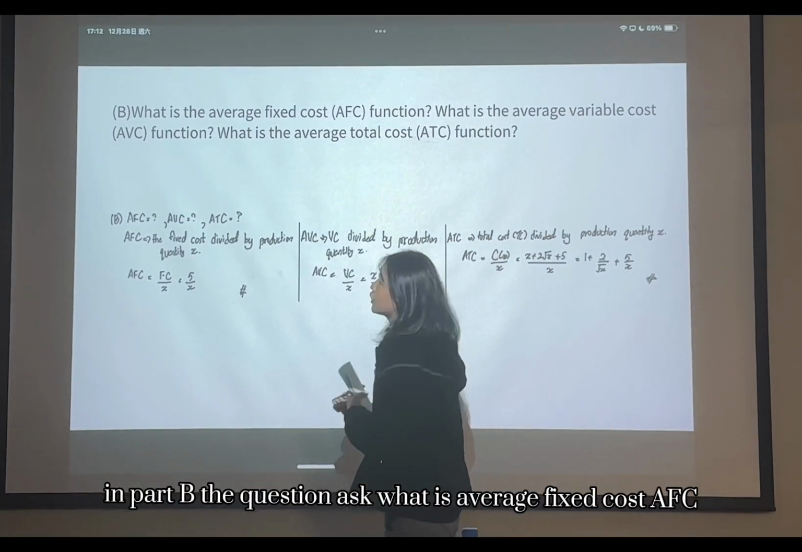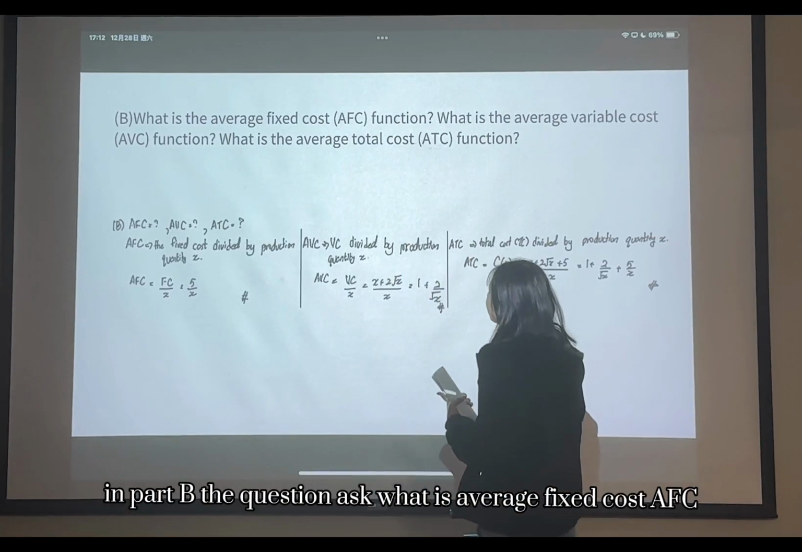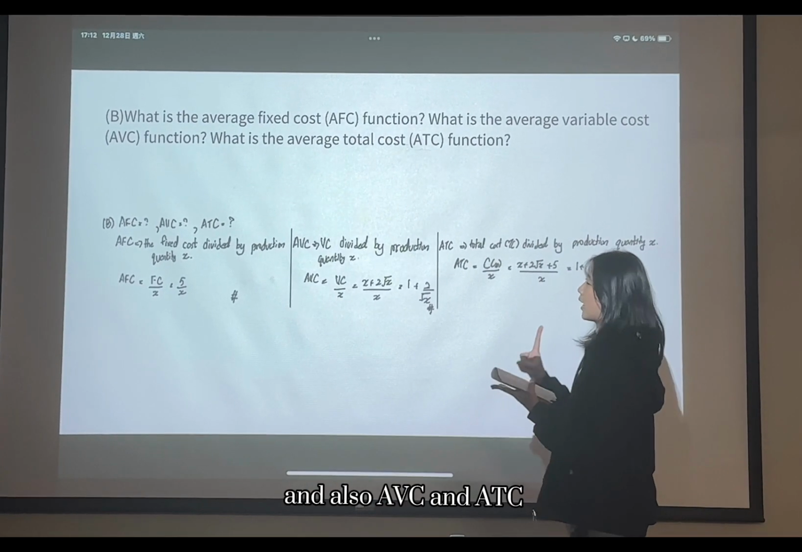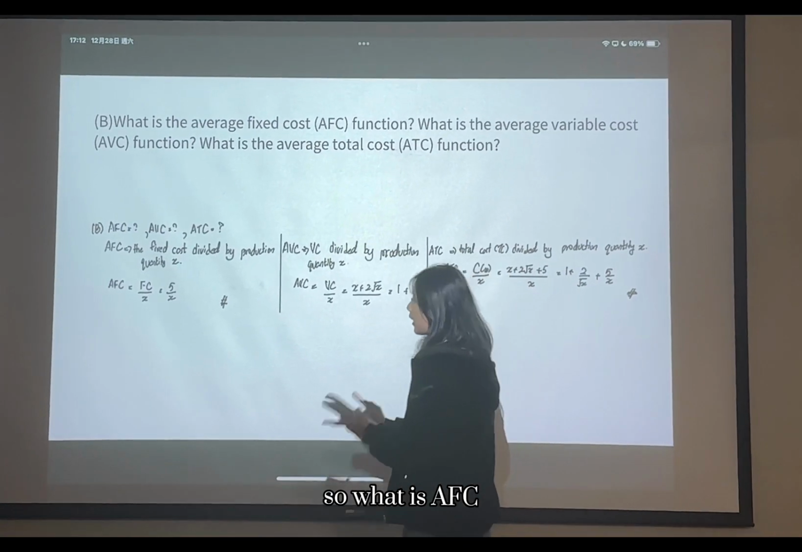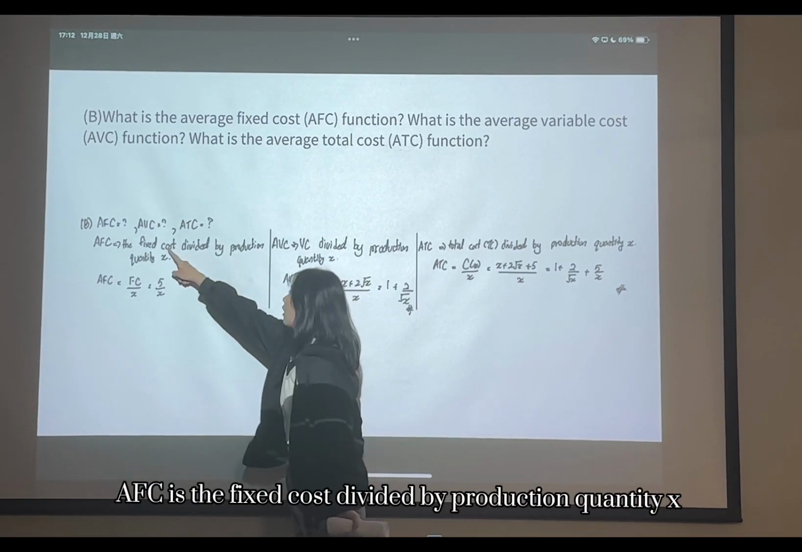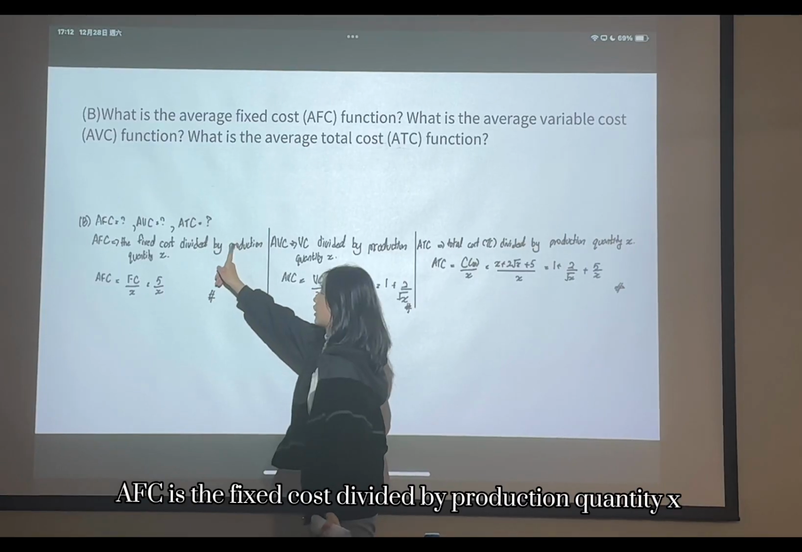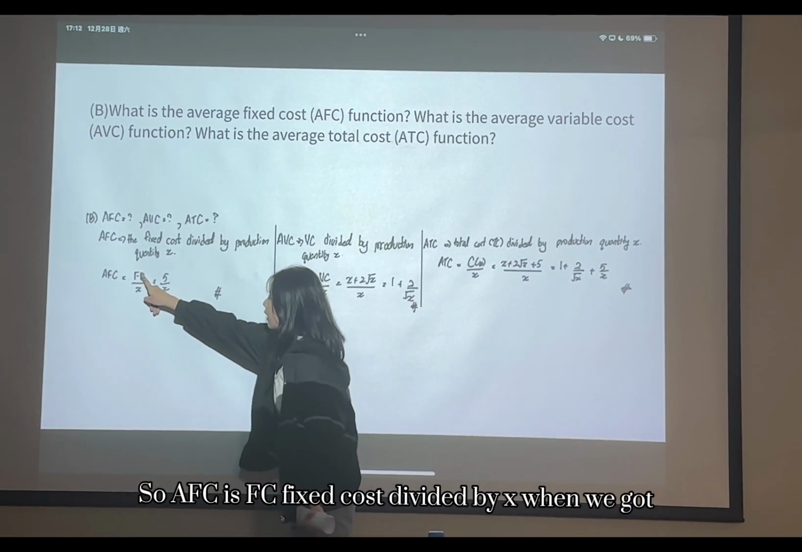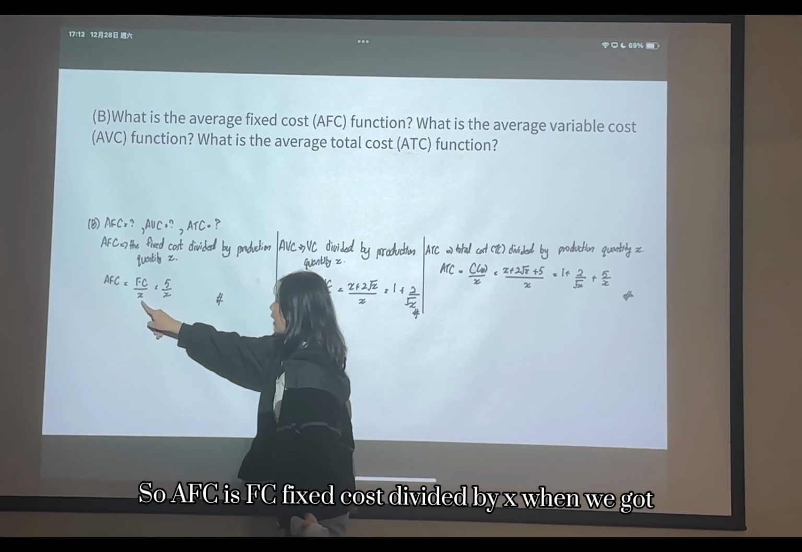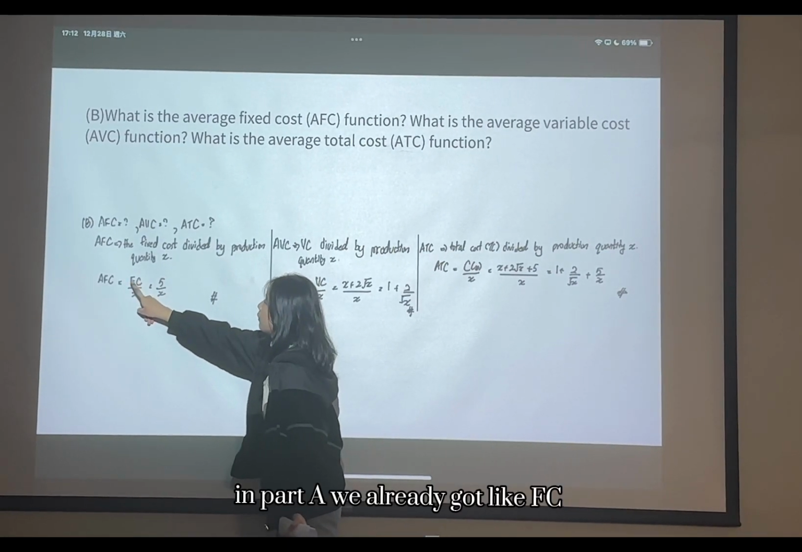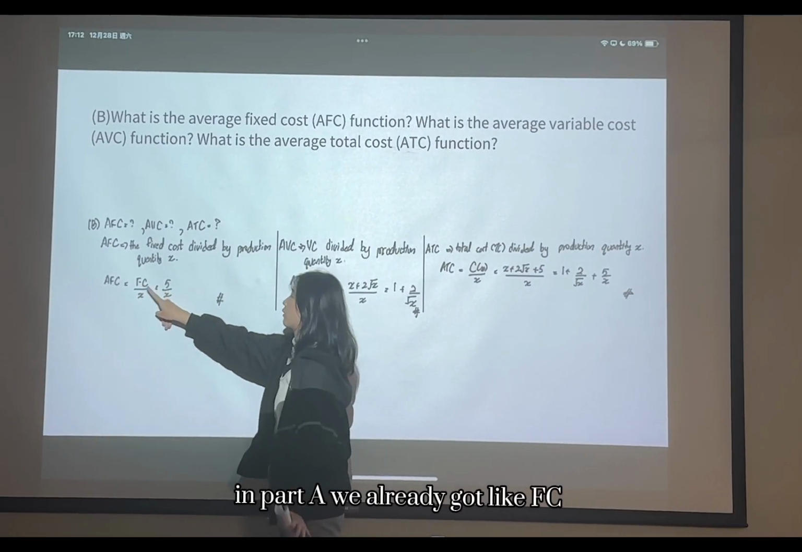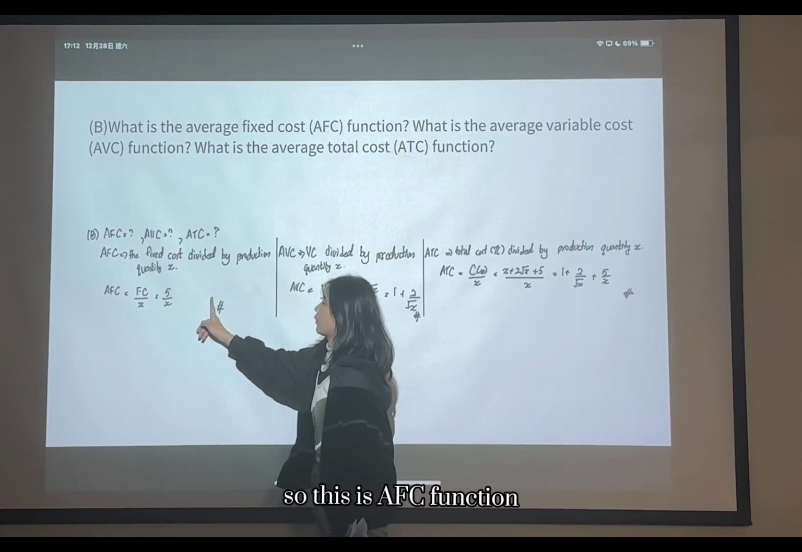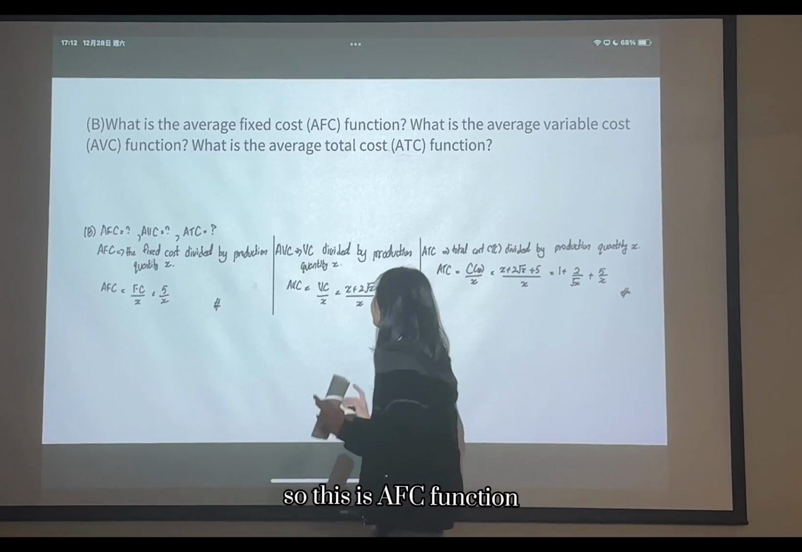Now for part B, the question asks for the average fixed cost AFC, and also AVC and ATC. So what is AFC? AFC is the fixed cost divided by the production quantity X. In part A, we already got the fixed cost, which is 5, so AFC is 5 divided by X.